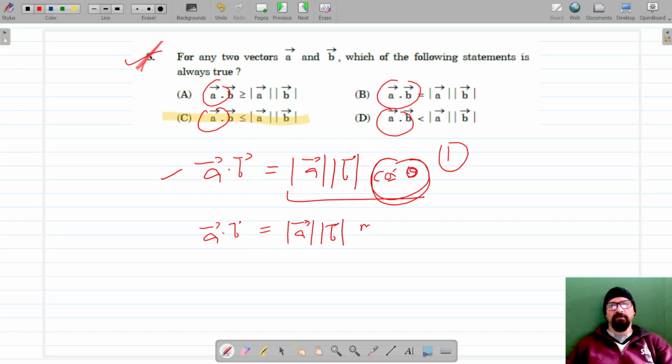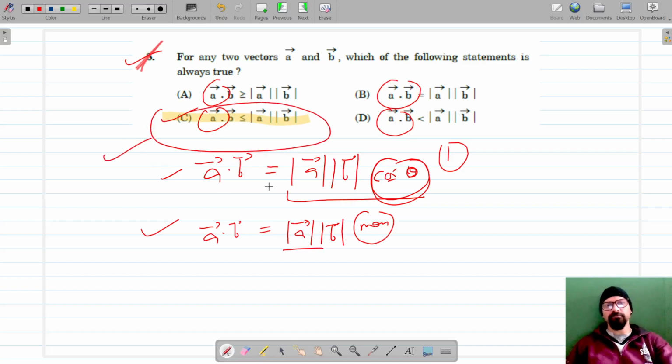So this is the maximum value of A dot B. And so that means either this can be equal to this or less than this. So C is the correct option for this one.